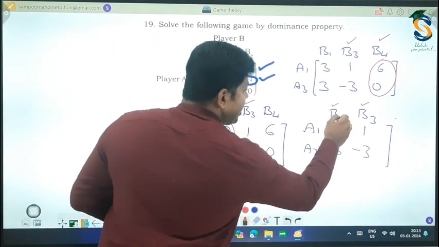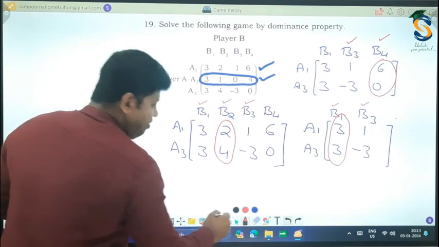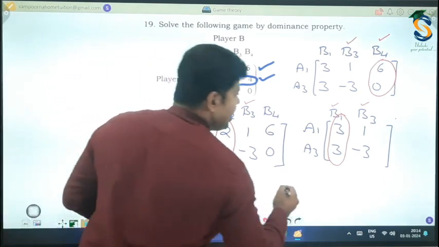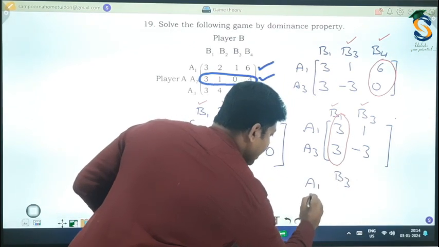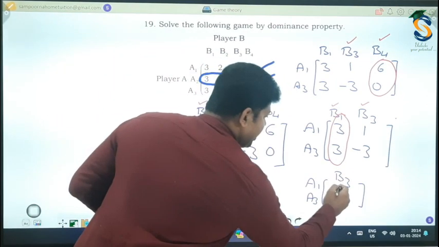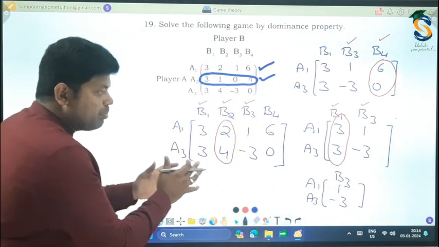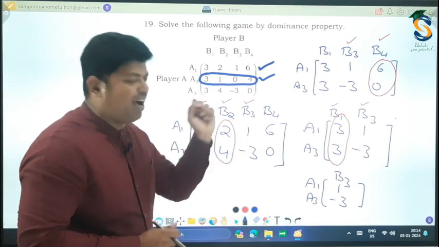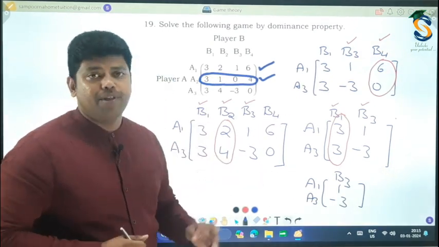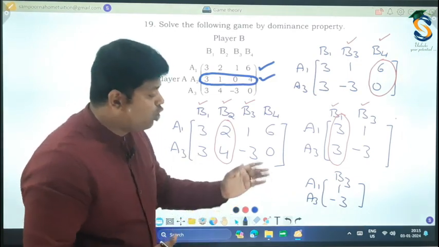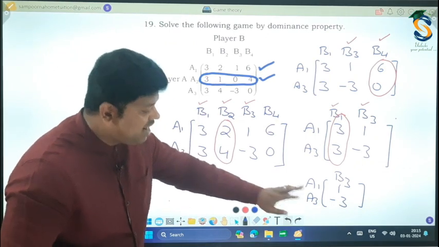Hence, delete the bigger column. Column wise, delete the bigger values. So now the reduced matrix is B3 with A1, A3. The remaining is 1, minus 3. So this is the reduced matrix after deleting B1. Now there are 2 rows and 1 column. It is obvious that you need to go with row wise. We have 2 rows, that is A1 and A3.